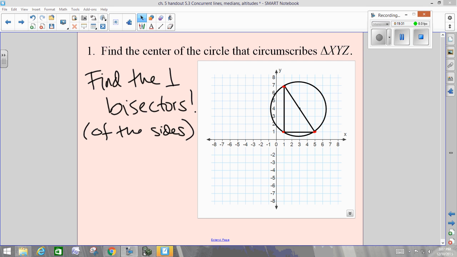Midpoint. Good. So what's halfway between 1 and 5? 3. So we need to draw a vertical line through 3. Vertical so that it's perpendicular, and through 3 so that it bisects it. We'll just extend that up. There's one perpendicular bisector. We have to find another one.